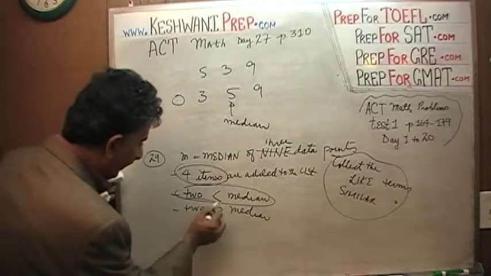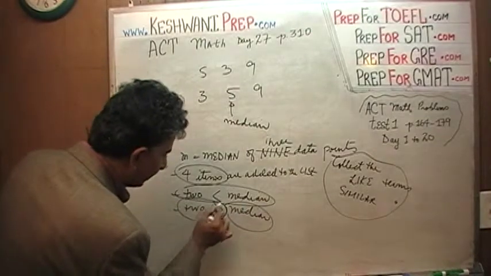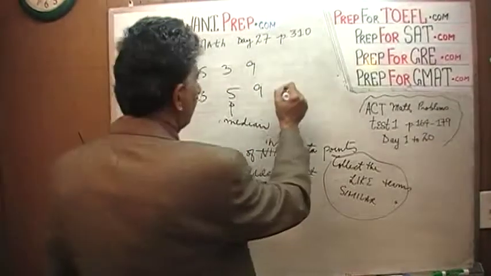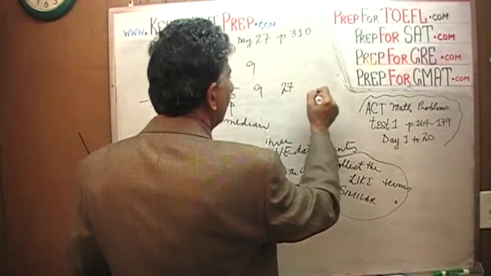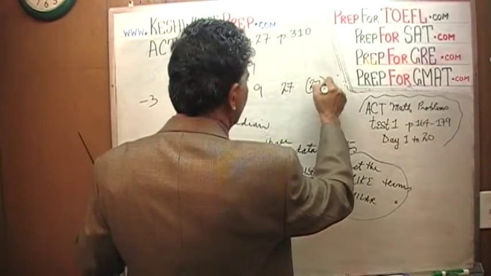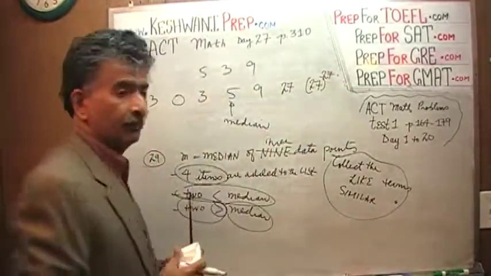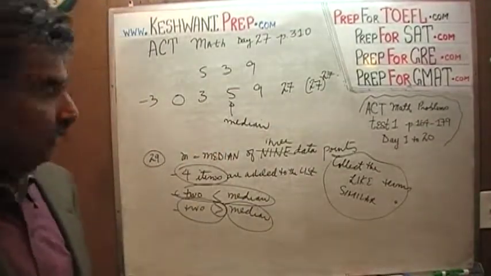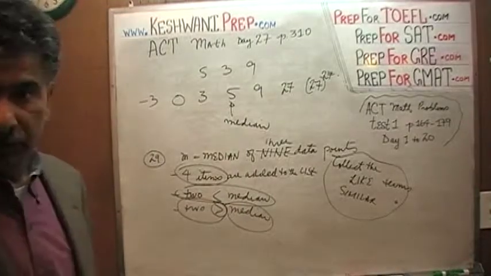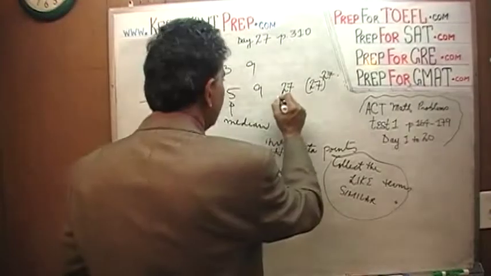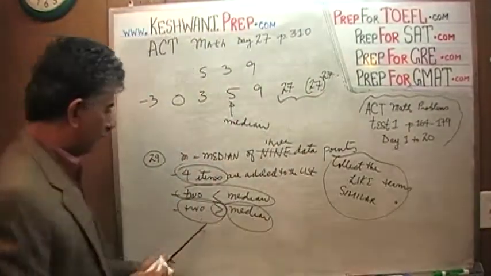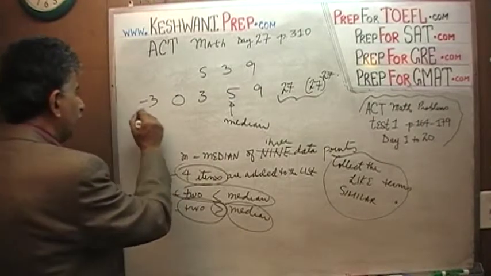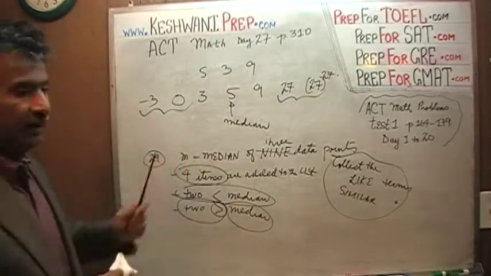And then it says we're going to add 2 more that are greater than median. So let's add 2 more. How about 27 and 27 raised to 27? Well, there you go. I'm pretty sure that 27 raised to the power of 27 is more than 5. And of course 27 is more than 5. So there you go, we have done it. We have added 2 numbers that are more than median, and we have added 2 numbers to the list that are less than the median.